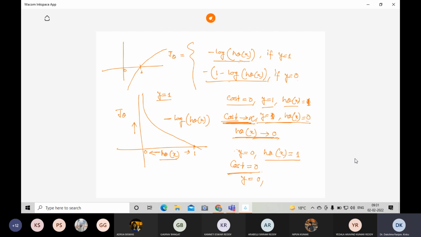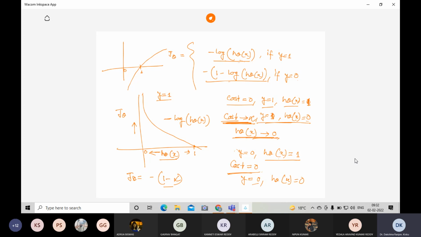When y equals 0 and h theta x equals 0, what does this mean? It means that h theta x is found to be 0 when the class label is 0, and for these two combinations we can write the cost function J theta as minus 1 minus log of 0, which means we will have an infinite value. So J theta equals minus 1 minus infinite. It would be appropriate to use this function when we deal with logistic regression.